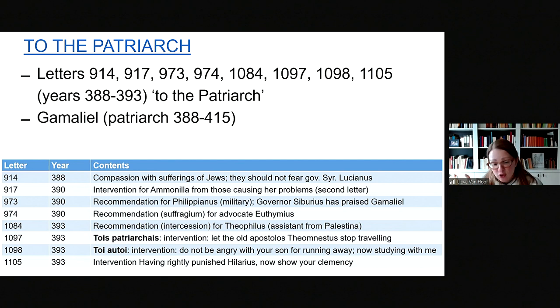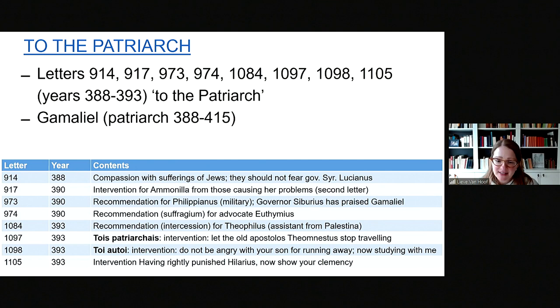This is interesting not just because this is the one letter where he addresses tois patriarchais, but also because the next letter in the collection, 1098, is addressed toi autoi, so to the same person, but then in the singular again. So either we assume that a letter has dropped out and that 1098 should be addressed to a different person. Or if we assume that it is addressed to toi patriarchai, so to Gamaliel again, it's interesting because it testifies to the fact that the son of the addressee is studying with Libanius. So it is an important question whether this is addressed to Gamaliel or not, because if it is, it means that Gamaliel's son was studying with Libanius.